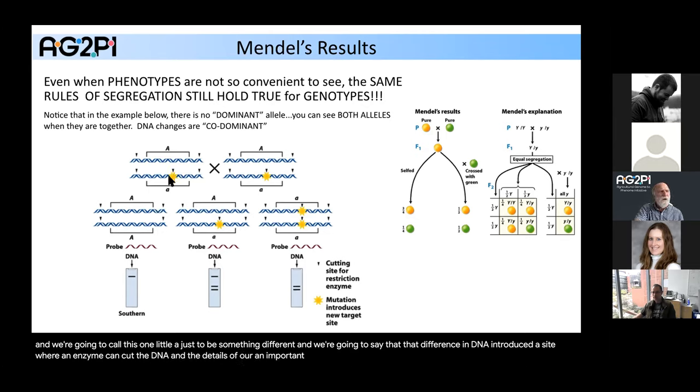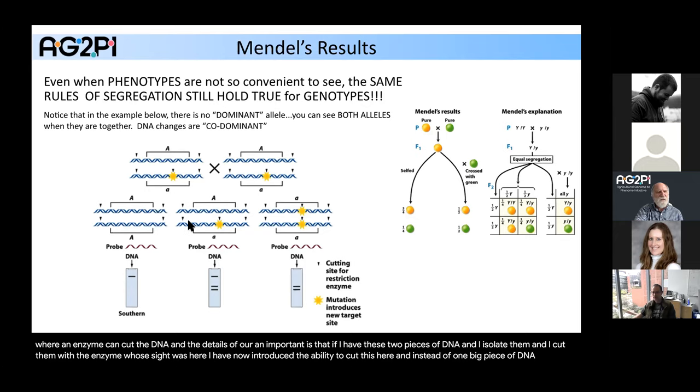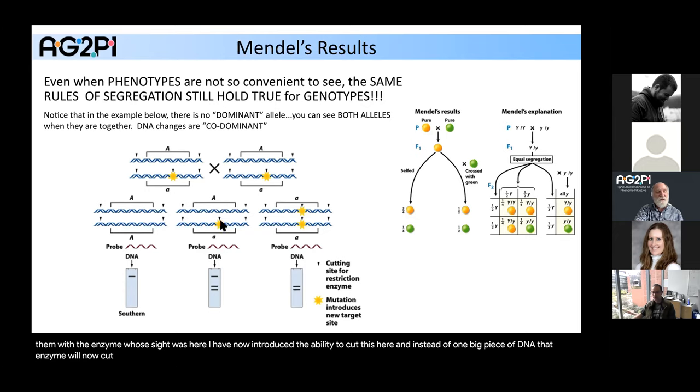The trick here is that if I have these two pieces of DNA and I isolate them and I cut them with the enzyme whose site was here, I've now introduced the ability to cut this here. And instead of one big piece of DNA, that enzyme will now cut this same piece into two pieces of DNA. And I can see the difference if I run that out on a gel.